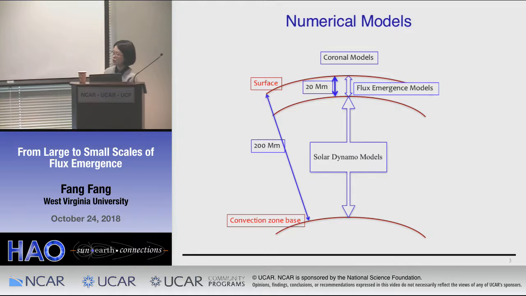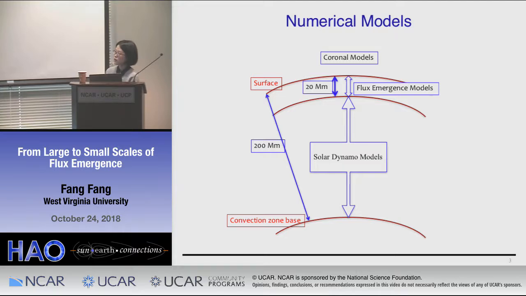Also, temperature jumps a lot in this area. So in this area, people use flux emergence models, and they use compressible MHD models to study the rising of magnetic flux from the top layer of the interior region into the surface and further into the lower coronal region.